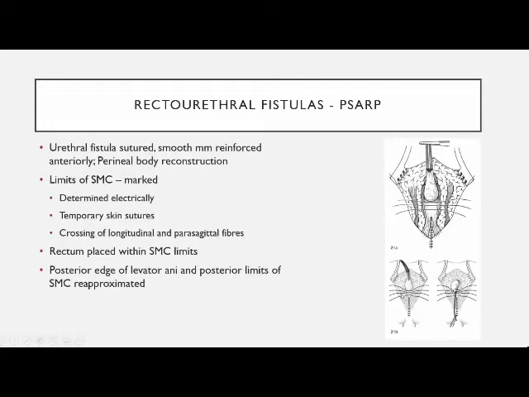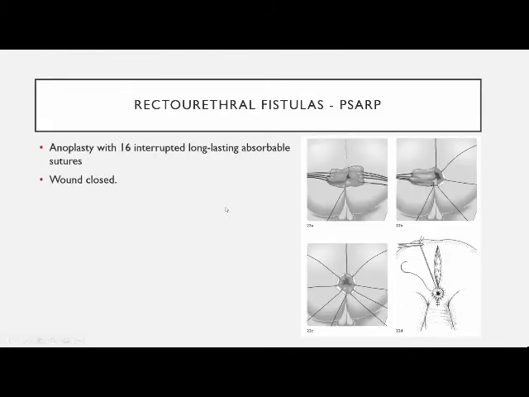And we also take the posterior stitches, taking a few bites over the rectal wall for it to stay in place. And anoplasty is done with 16 interrupted delayed absorbable sutures, as shown here. And then the wound is closed.